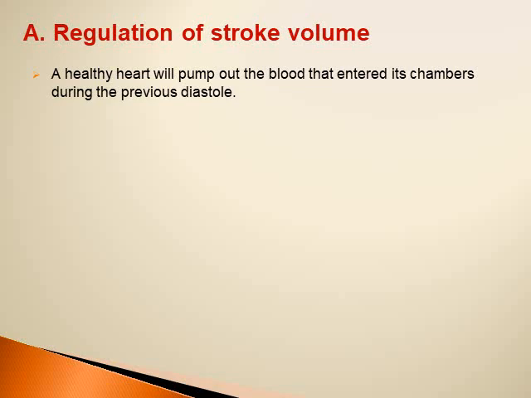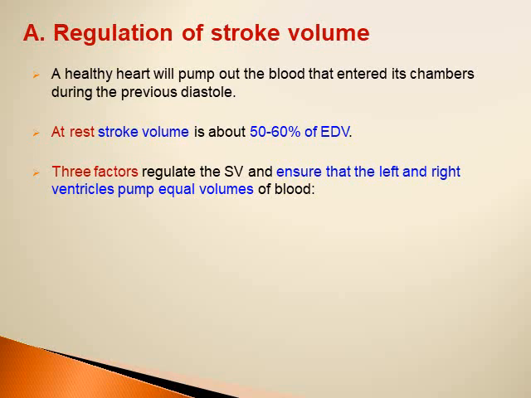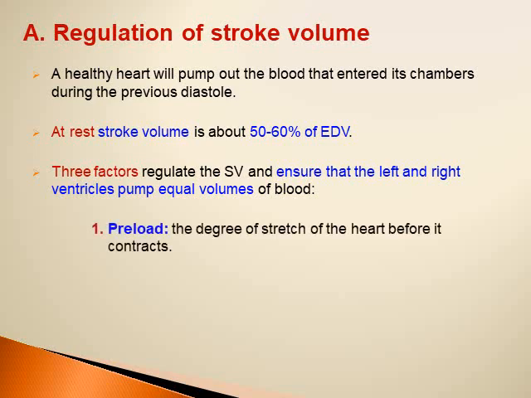heart rate. A healthy heart will pump out the blood that entered its chamber during a previous diastole. So it will pump whatever it receives. At rest, the stroke volume is about 50 to 60% of the end diastolic volume, and this is the ejection fraction. 3 factors regulate or affect the stroke volume and ensure that the left and right ventricles pump equal volumes of blood. These factors are the preload.